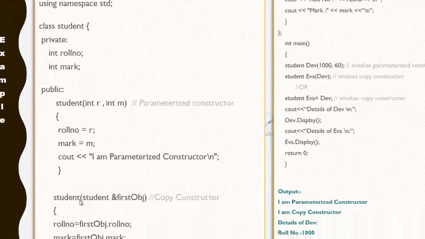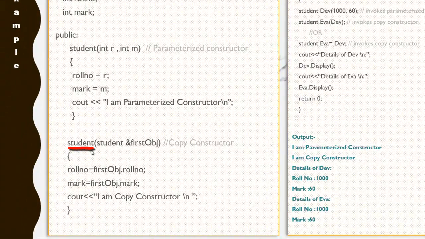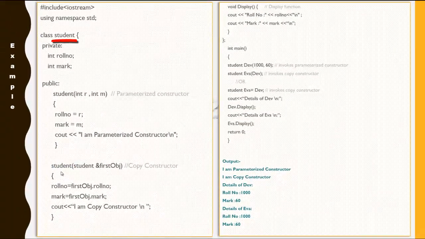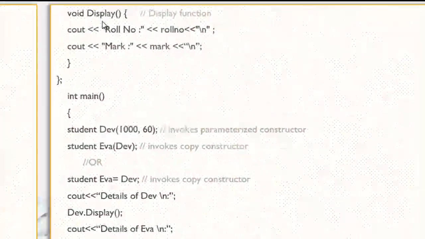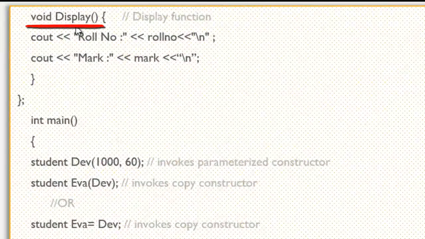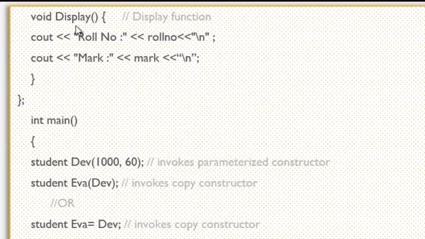And let's go to the next function. Its name is student. Again, this is similar to the class name. So this is also a constructor. Look at the parenthesis. A reference to an object is passed here. This is an example for a copy constructor. And let's go to the third function, which is void display. This display function doesn't return anything, so it specifies void before the function name.